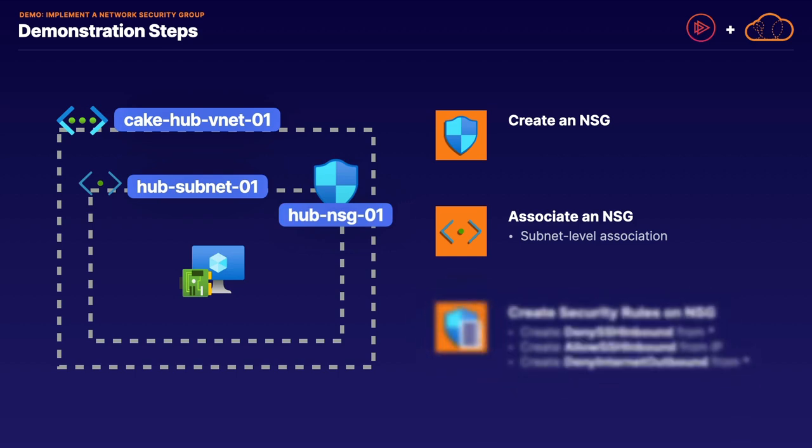Then what we're going to do is create our security rules and play around with administering traffic for this subnet using our NSG. We'll create a deny SSH inbound rule from anywhere, but then we'll create an allow SSH inbound from our specific IP so that we can access this VM over SSH to administer it. And then we're going to create a deny internet outbound rule so that we can work with outbound rules. And this will help us understand some key things about NSGs, such as the stateful nature of NSG security rules.